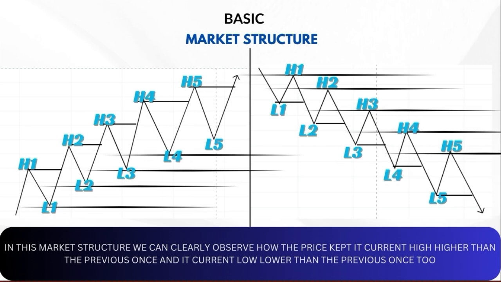So high, if you look here, high 5 is higher than high 4, high 4 is higher than high 3, which is higher than high 2, and high 2 is higher than high 1. This is a clear uptrending market structure example of a basic market structure, right? This is a downtrending example, which is just the opposite of what we have here as an uptrending market.